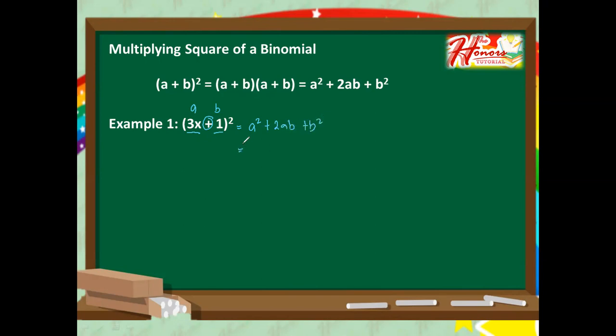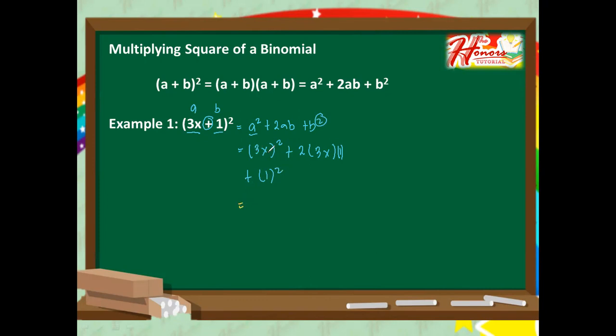And then for A, you have to substitute the value of A, and that is 3x. And then please write the exponent, so that is 2, plus 2 times A, so that is 3x, and then times the value of B, that's 1. And then plus value of B again, so that is 1. Don't forget the exponent here, which is 2. And then simplify.